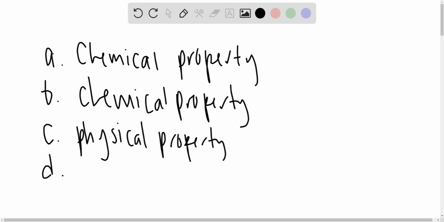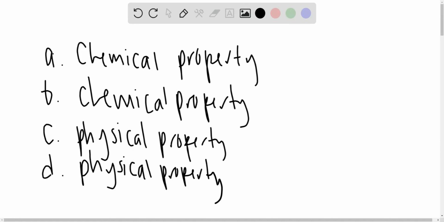There is nothing changing here. They're not interacting. The lead is not decaying into aluminum or something like that. So this is just a physical property. This is just something that can describe the element without changing it. So physical property.